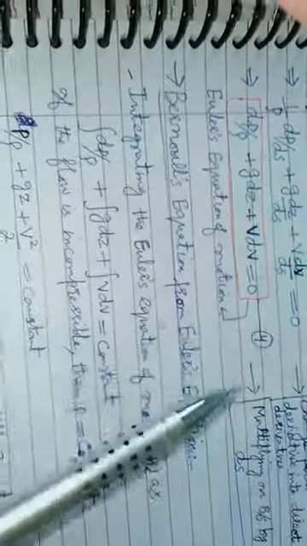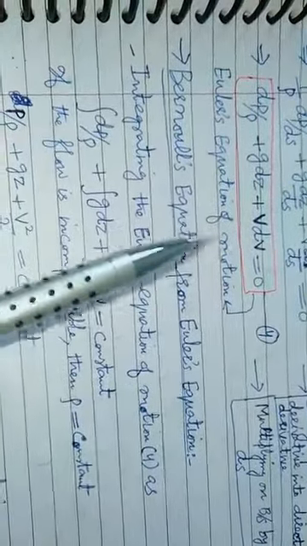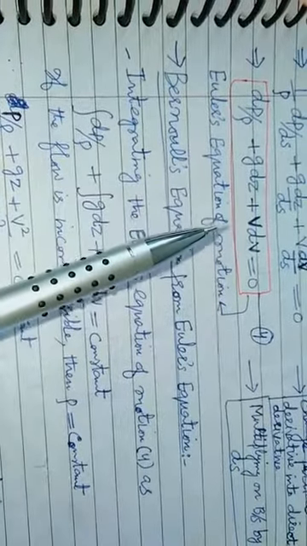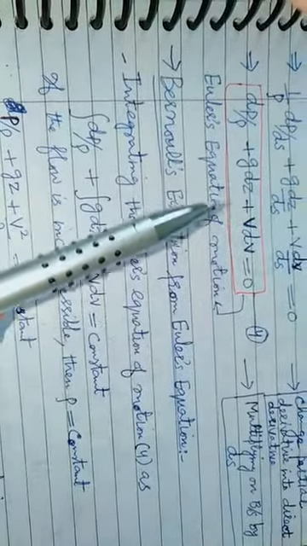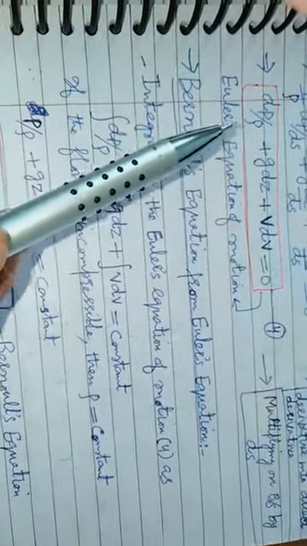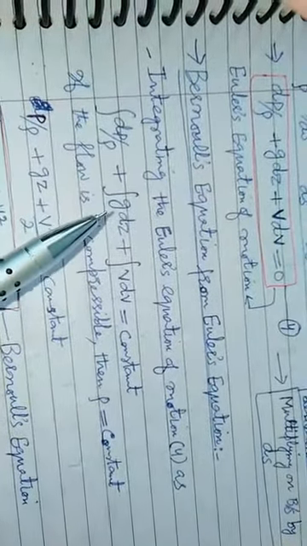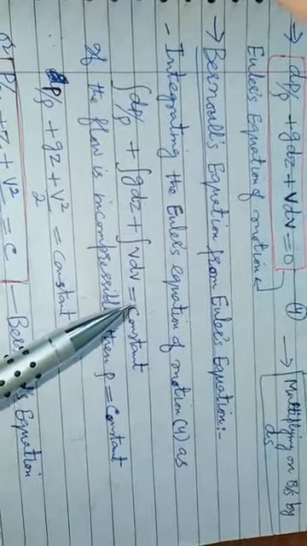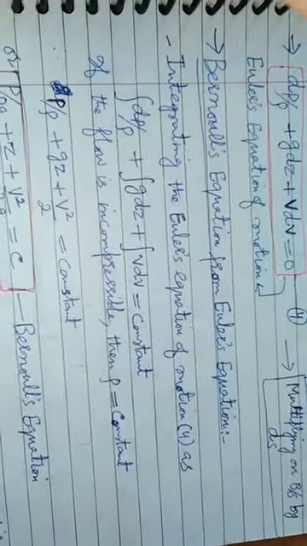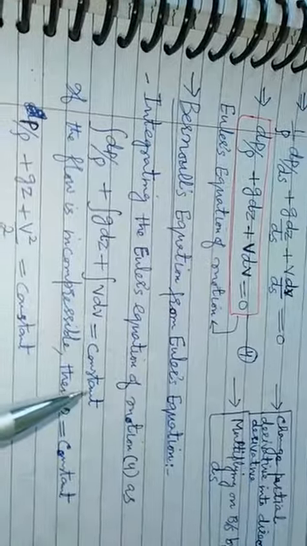Now we can also derive Bernoulli's equation, which you already studied, from this Euler's equation. Bernoulli's equation can be obtained from equation 4 by integrating on both sides. Taking the integral, we get integral of dp by rho plus integral of g dz plus integral of v dv is equal to a constant, because integration of 0 gives a constant. It is the reverse of differentiation.